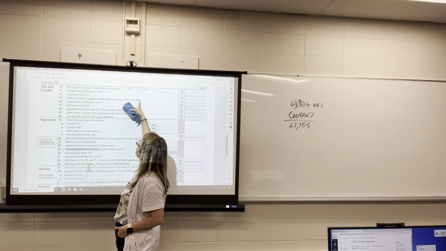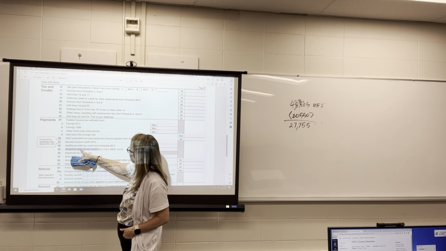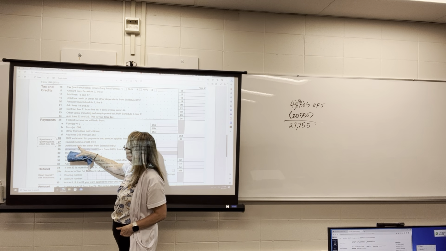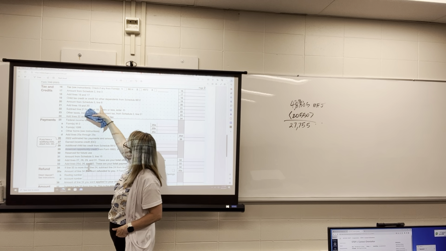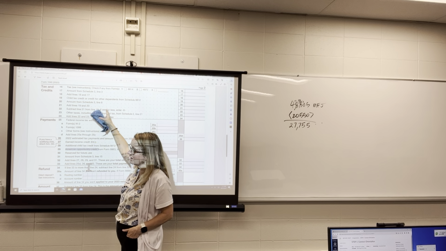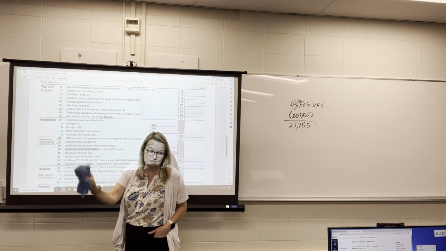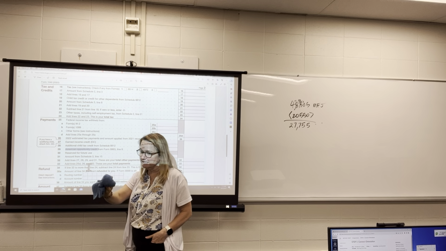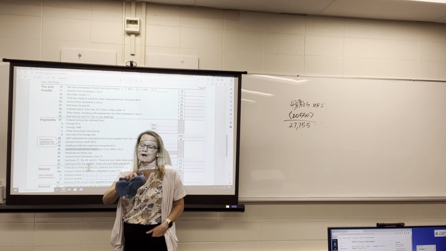credit for other dependents. Now you'll see child tax credit is in a couple of places. Child tax credit, and then we have additional child tax credit. That means that the child tax credit is partially refundable and partially not refundable. Like I said, I'm just giving you a preview. Don't start hyperventilating yet. I can see the fear in your eyes.